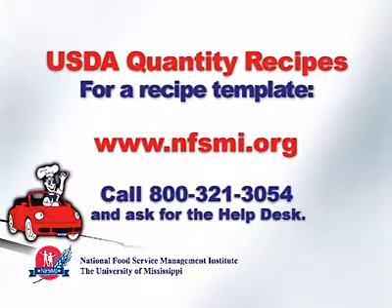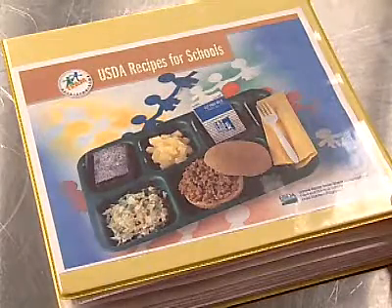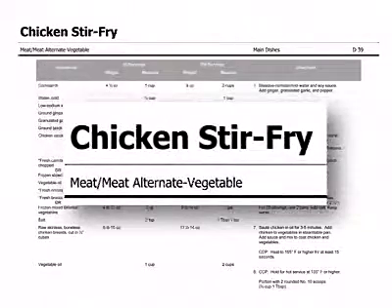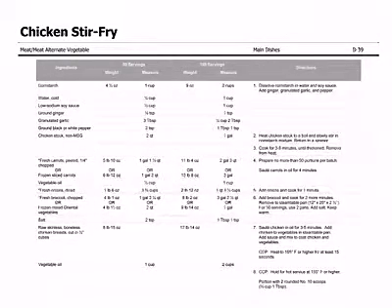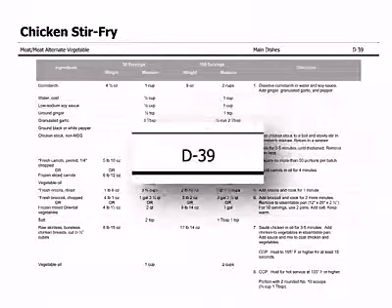You can also call NFSMI toll-free or visit the nfsmi.org website to download a matching template to develop your own local recipe. Let's look at the parts of a USDA school recipe. The title is Chicken Stir Fry, and directly under the title are the food components contributing credit toward the reimbursable meal, meat alternate, and vegetable. Reimbursable meals for the Child Nutrition Program have specific requirements based on the type of menu planning used. Next, main dishes is the category, followed by the recipe number, D39.